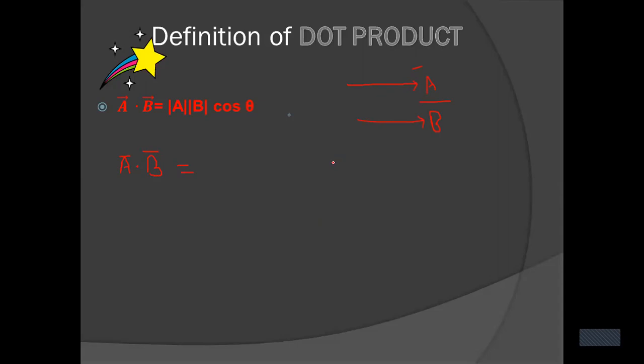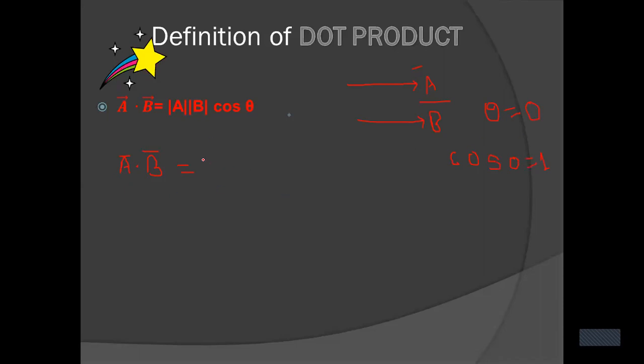Before that, just tell me what is the angle between A bar and B bar here? Zero. Okay, if angle theta is equal to 0, then what is cos theta? Cos 0 is equal to 1. Correct.